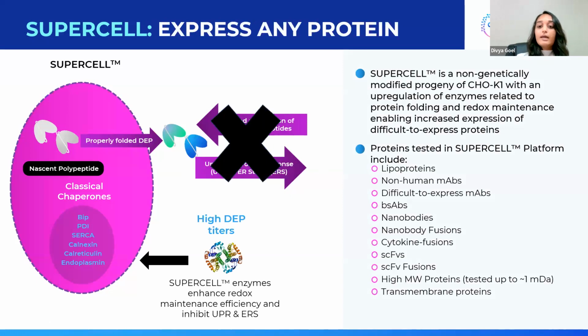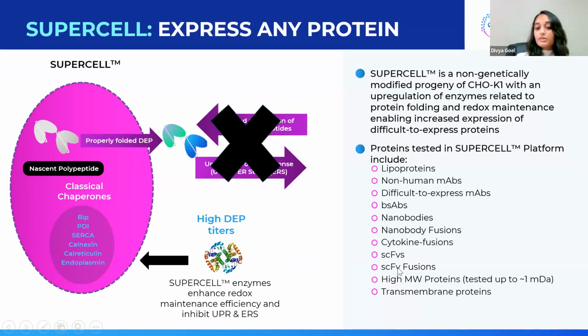But with the supercell platform, we've developed a novel CHO-K1 derived progeny that is not genetically modified, and it has upregulated enzymes that are related to protein folding and redox maintenance. So that enables expression of very difficult to express proteins. So the enzymes act on these classical protein chaperones, which are endogenous to the CHO-K1 cell line, but enhance the protein folding of these difficult to express proteins. So we see higher levels, higher titers of these DEPs and more monomeric forms of the molecules.